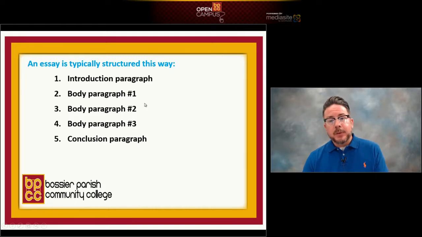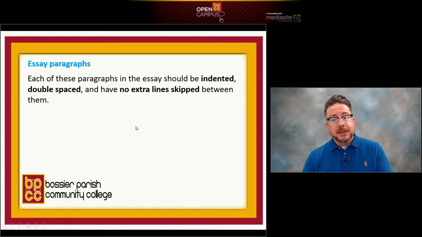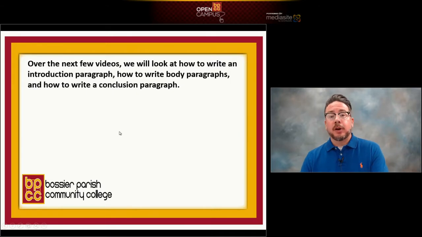This is typically how we structure an essay. We start out with that introduction paragraph, then we have the 3 body paragraphs in a row, and then finally a conclusion paragraph. So if you're going to outline or do a sketch outline of your essay, this is the general form that it would need to take. Now, each of the paragraphs in the essay need to be indented, double spaced, and have no extra lines skipped between them.